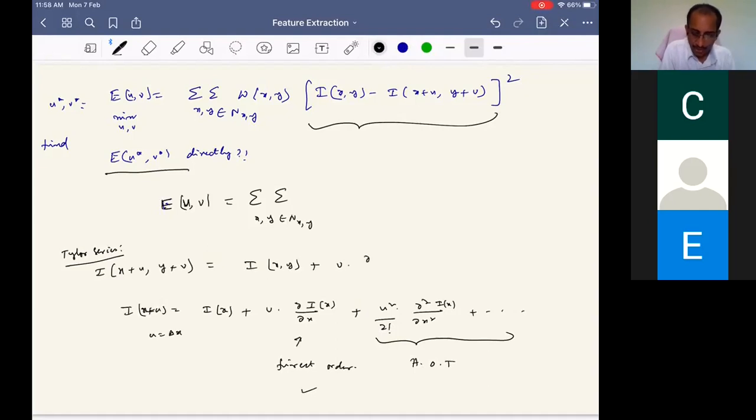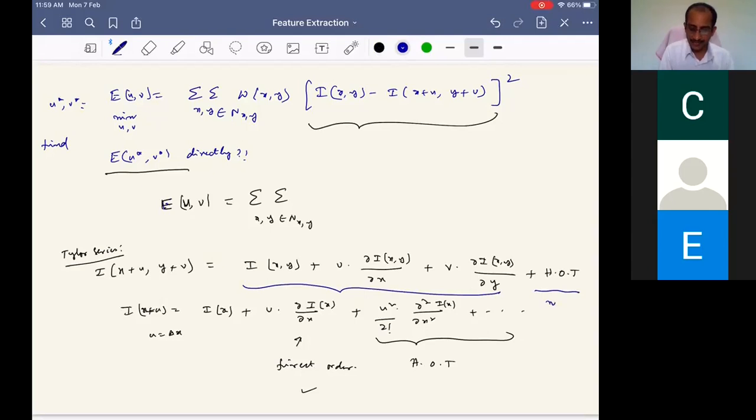u into dou I by dou x plus v into dou I by dou y plus higher order terms. So now you can see that whatever we have here is essentially the main Taylor series expansion. This I can negate. Now if we bring this into this expression, how does it simplify? Can one of you quickly tell?